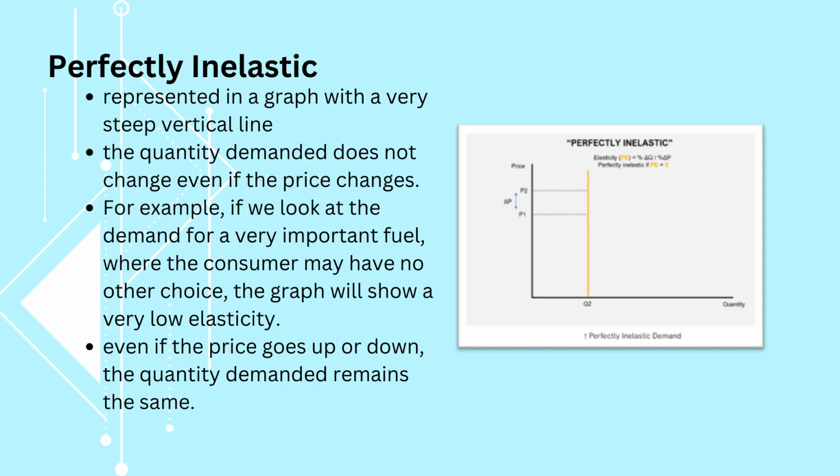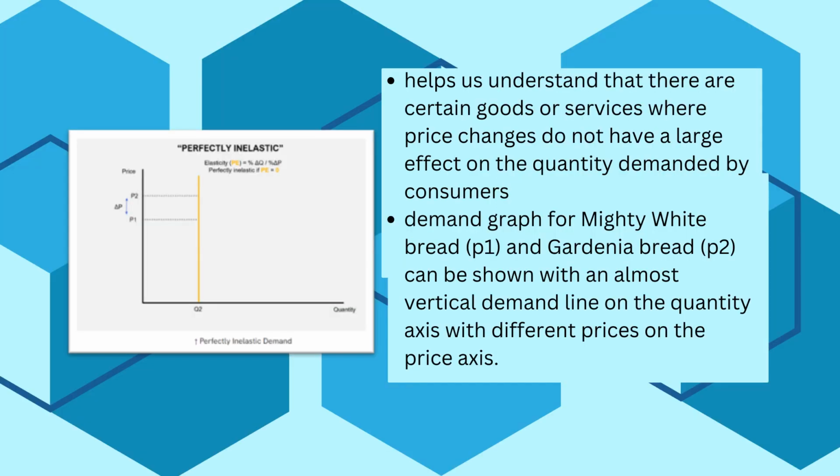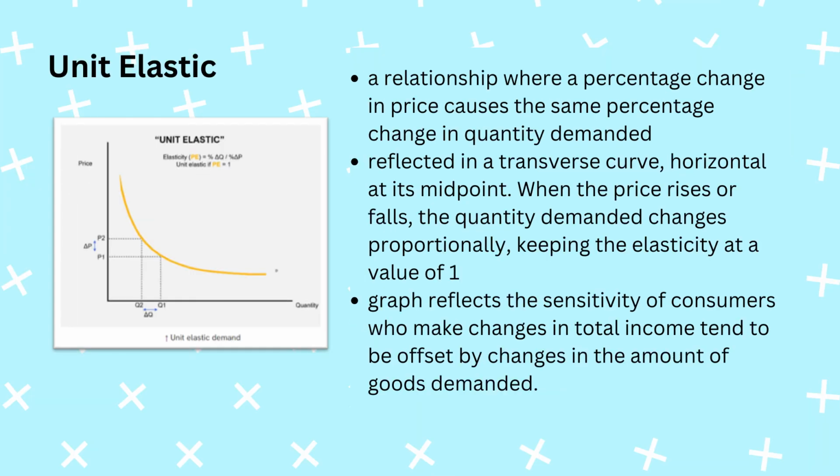Perfectly inelastic. Perfectly inelastic demand is represented in a graph with a very steep vertical line. This means the quantity demanded does not change even if the price changes. For example, we look at the demand for a very important food. In other words, when the price P1 or P2 changes, the quantity demanded remains relatively stable or does not change significantly. Next, the unit elastic graph.